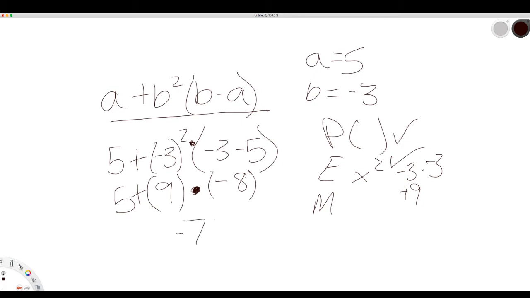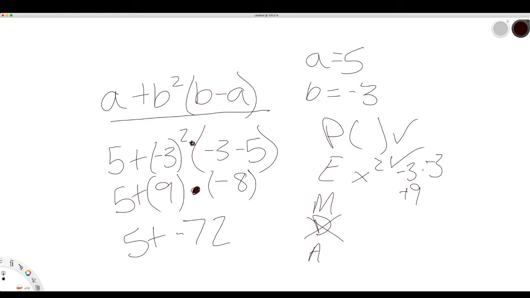And I believe that is right there. Okay, so negative 72. Then we have our 5. So we have 5 plus negative 72. And then we have no division, so we don't have to do that. And now we just take care of addition. Okay? So 5 plus negative 72.